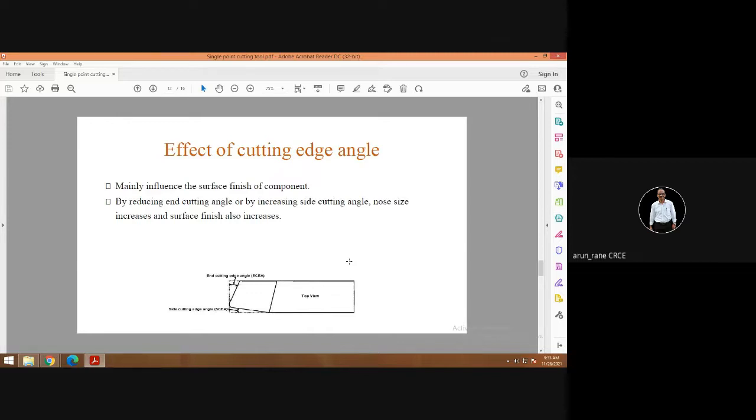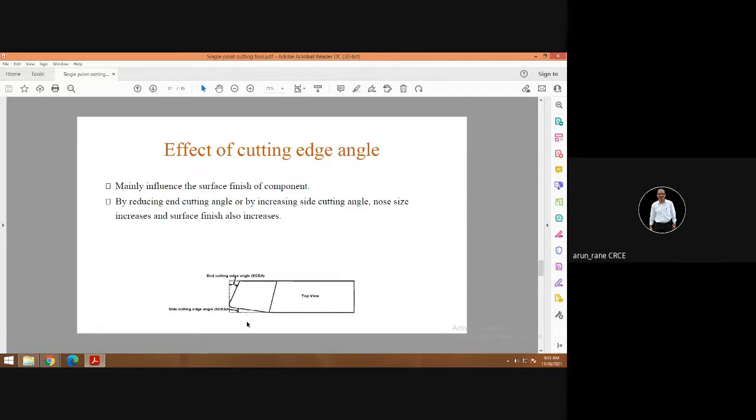Then the cutting edge. Now this is the top view. So for the cutting edge angle, there are two: one is called the side cutting edge angle, that is this, and another is called the end cutting edge angle. These two angles have an effect on the surface finish.